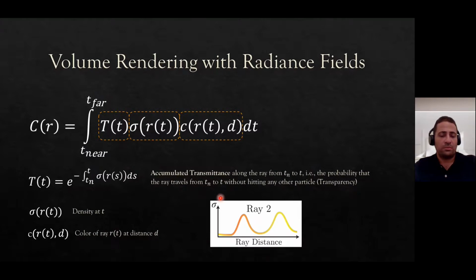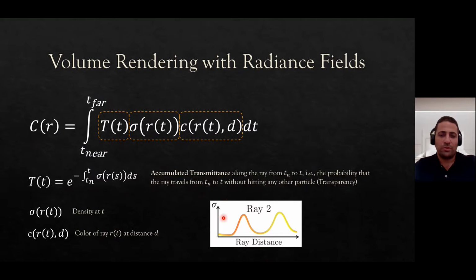So here, this is from the previous slide, we have this graph just enlarged. We have here the sigma function, and the color, like I said, changes depending on the distance of the point from the starting point. So color is a function of the ray itself and the distance. So these are the components of the integral.